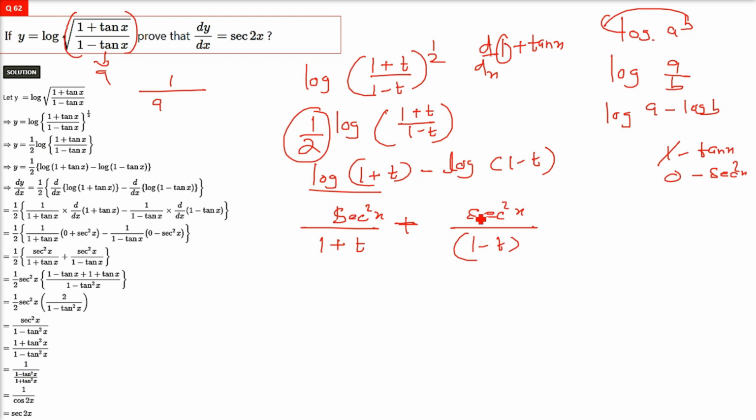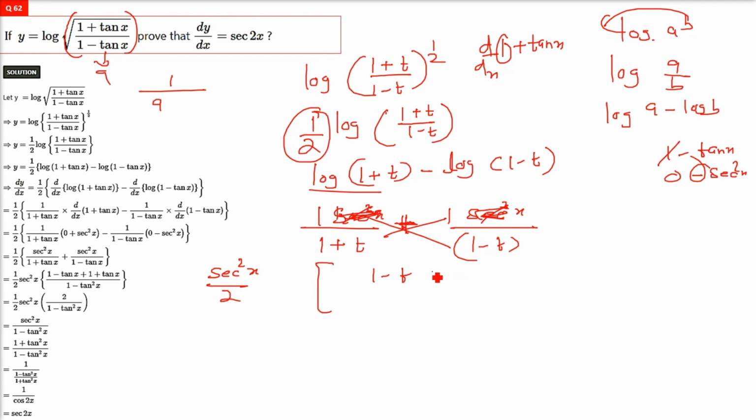Now what we can do here is sec square we can take common. We have a half in the denominator. So we can take sec square x by 2 common. So what do you get inside? 1 by 1 plus t plus 1 by 1 plus t. Of course, t is tan theta here. Okay. So minus minus became plus. So we have 1 by 1 plus t plus 1 by 1 minus t. And sec square x by 2 we already taken common.